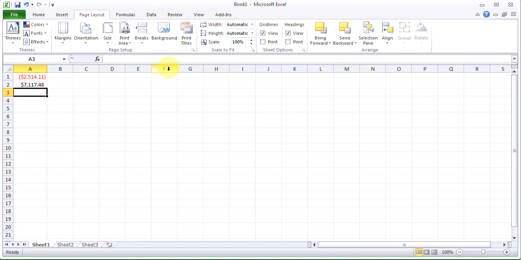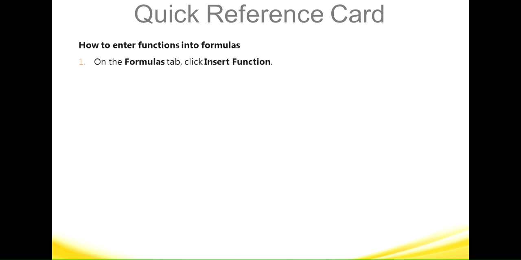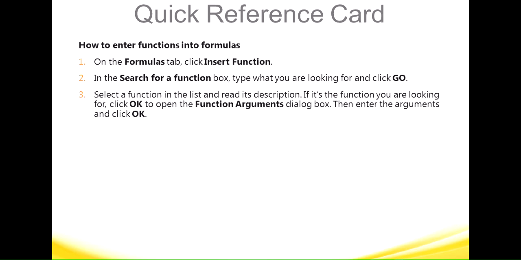Now that we've completed our formulas and you can see how we've calculated everything, let's take a look at the quick reference cards. We covered how to enter functions into formulas. We used both the Formulas tab or hitting the equals sign to enter our formula. Use the Function Arguments dialog box to see definitions of your formulas and to get a better idea of what each one does.